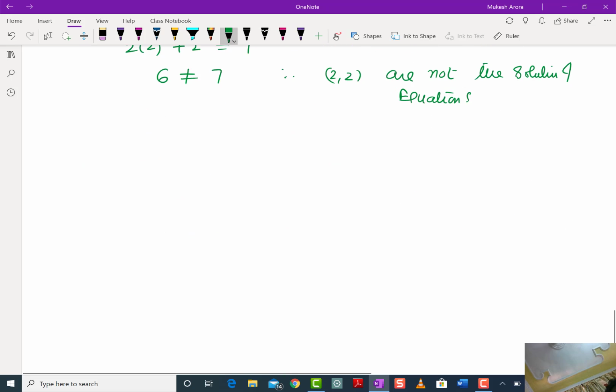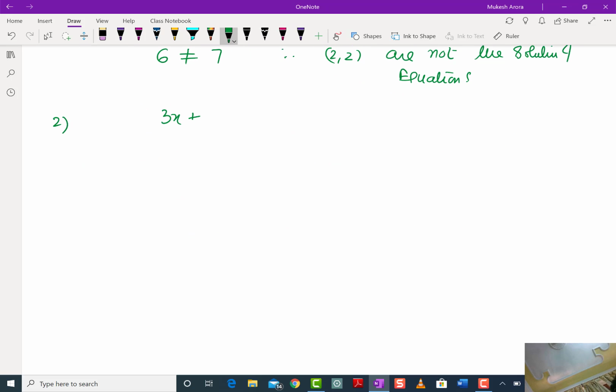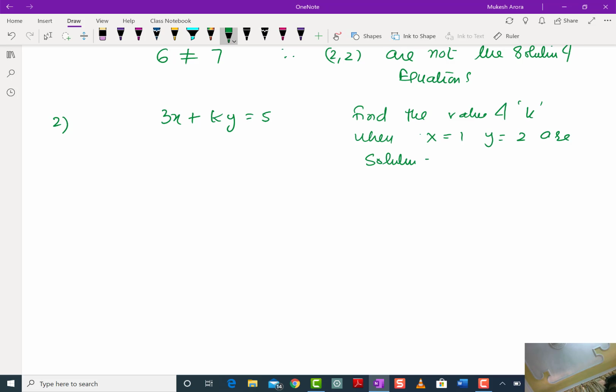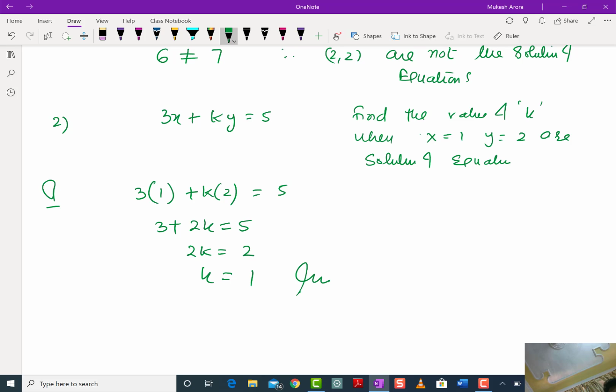Now we have another question: 3x plus ky is equal to 5. Find the value of k when x is equal to 1 and y is equal to 2 are solutions of the equation. So 3 into 1 plus k into 2 is equal to 5. 3 plus 2k is equal to 5. 2k is equal to 2. K is equal to 1 is the answer.